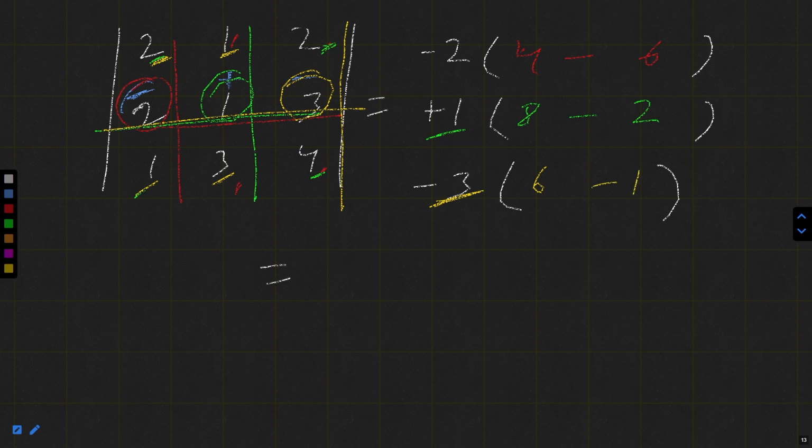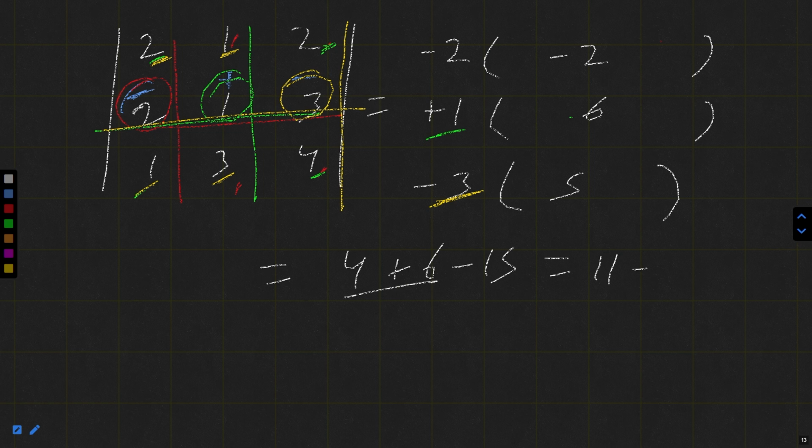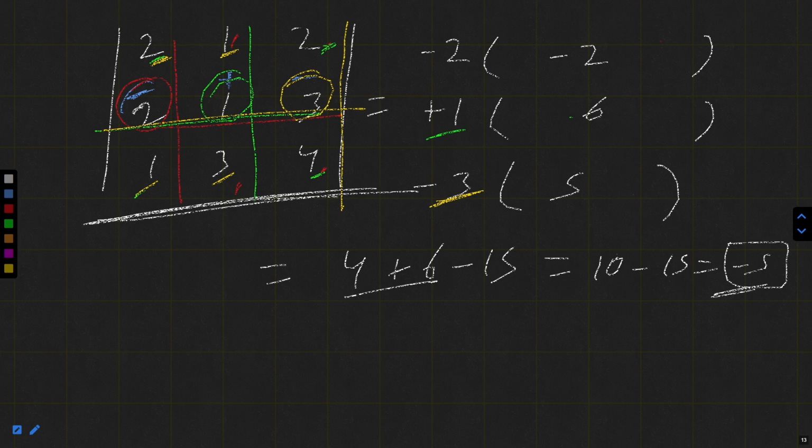Now, as you can see, this will be minus of 2, and this will be 6 plus 6, and this will be 5. Now, it will be plus 4 times 6, it will be minus 15. And in total, sorry, 10 minus 15, you will have minus of 5 as your determinant. So the determinant for this will be minus of 5. Okay, I hope that it is clear.